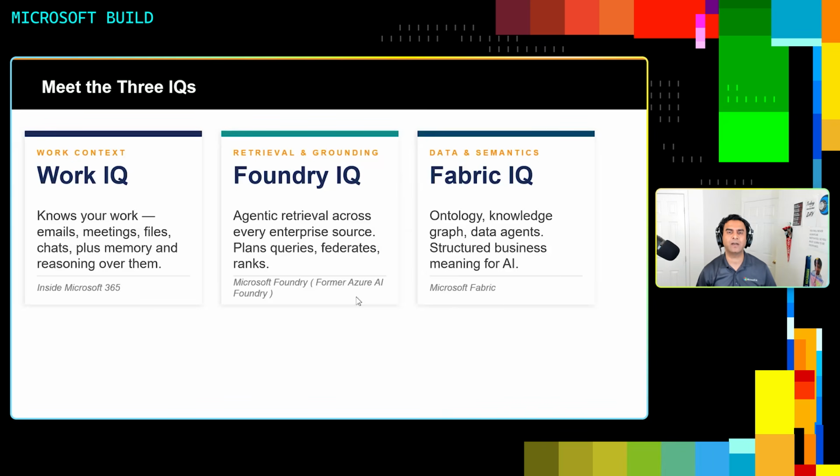What if you are using data which is there in Azure Blob Storage, or in SQL, or in Cosmos DB, or in other line of business systems which are not part of your M365 ecosystem? Then you can use something like Foundry IQ, where we can have agentic retrieval across every enterprise source. If most of your data is in structured format, then you can also use Fabric IQ, where you can have ontologies, knowledge graph, and data agent.